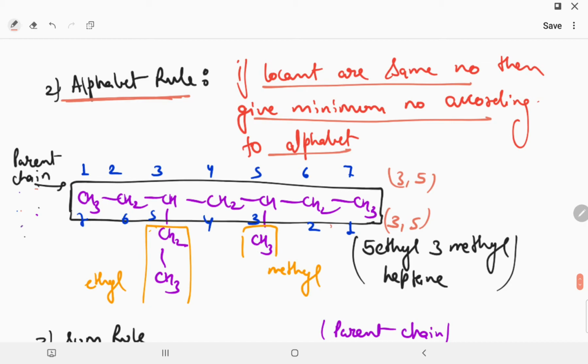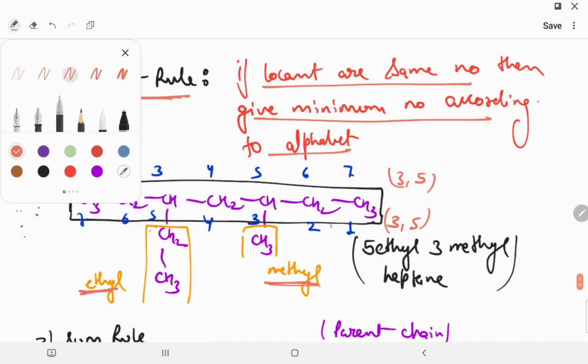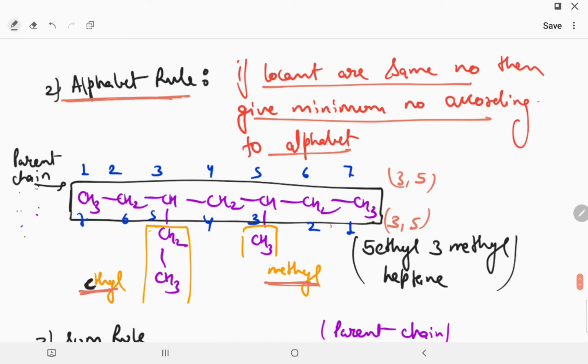So when the locants have the same position, we select the chain numbering according to the alphabet. Now this is a methyl, this is ethyl. Ethyl starts with E and methyl starts with M. So E comes first in the alphabet, so we write it first. So we start numbering to give the minimum number to ethyl. This chain numbering is correct, this one is wrong. So we take this chain, we cannot take this numbering. So the name comes out as 5-ethyl. This would not be correct, 5-ethyl.